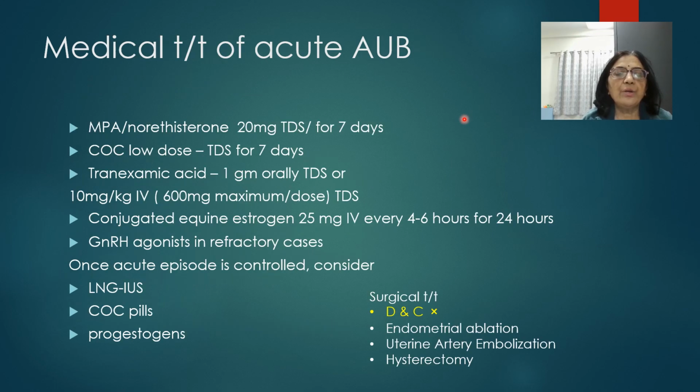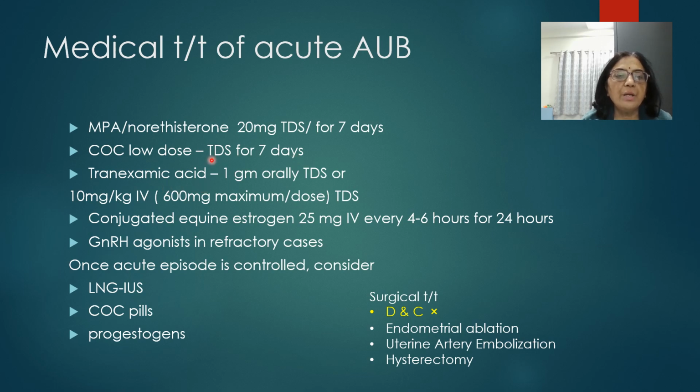Medical treatment for acute AUB: one can try medroxyprogesterone acetate, 20 milligram 3 times a day, which can be given for 7 days. So it is a higher dose progesterone therapy. Or we can give combined oral contraceptive pills, low dose pills, where the dose of ethinyl estradiol is up to 30 to 35 micrograms. It can be given 3 times a day for 7 days.